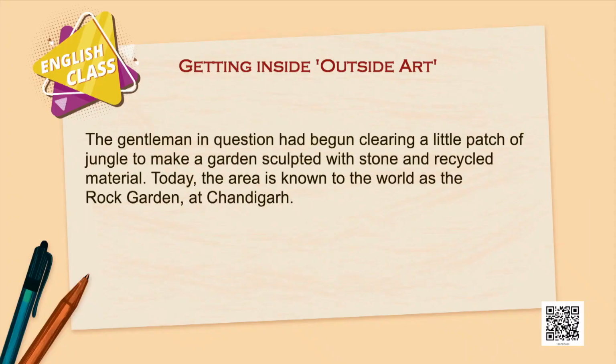The gentleman in question had begun clearing a little patch of jungle to make a garden sculpted with stone and recycled material. Today, the area is known to the world as the Rock Garden at Chandigarh.